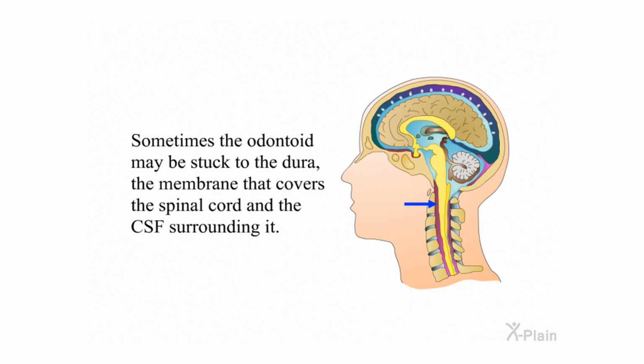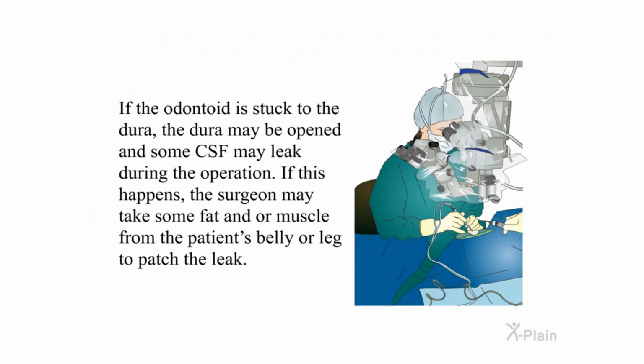Sometimes the odontoid may be stuck to the dura, the membrane that covers the spinal cord and the CSF surrounding it. If the odontoid is stuck to the dura, the dura may be opened and some CSF may leak during the operation. If this happens, the surgeon may take some fat and or muscle from the patient's belly or leg to patch the leak.